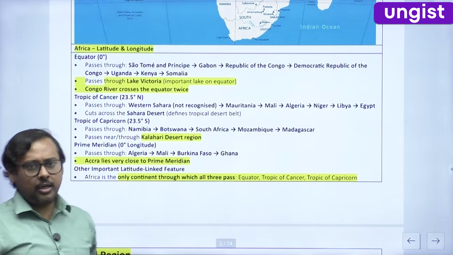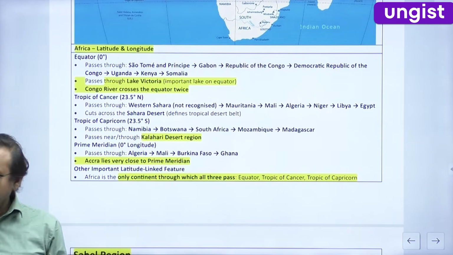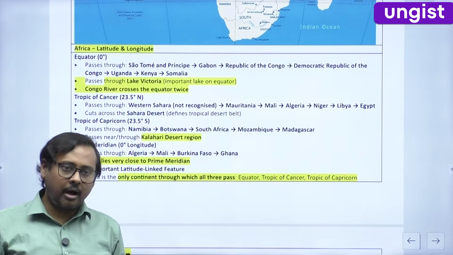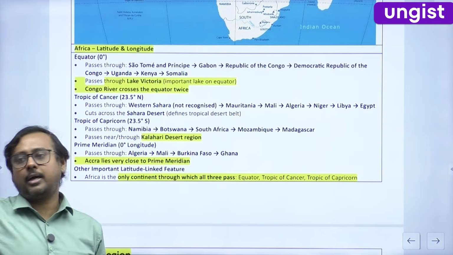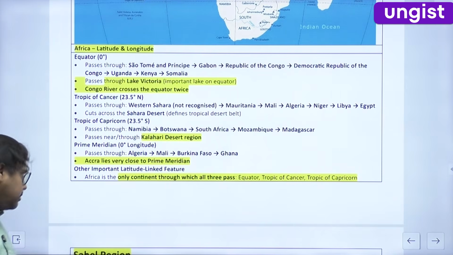Again, this is very easy. Africa is the only continent through which all 3 major latitudes pass: 23.5 degrees north, that is your Tropic of Cancer, your equator, and then your Tropic of Capricorn. Okay?